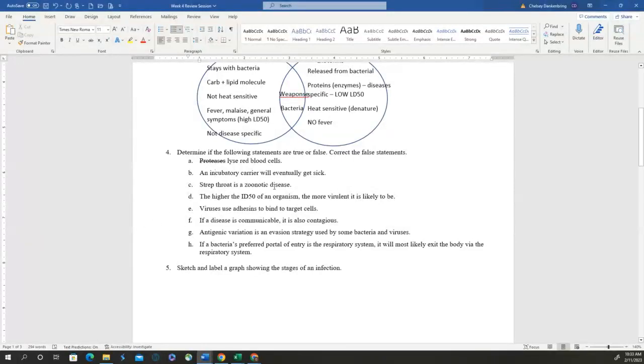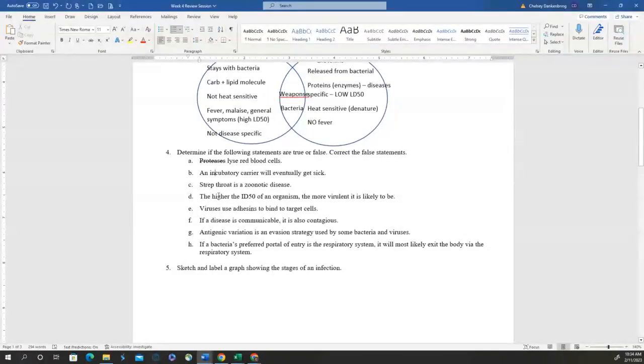Strep throat is a zoonotic disease. That is not true. This is passed person to person. So rabies would be an example of a zoonotic disease because you have to be bit by like a dog. Although typically it's not a dog. Actually, it's very uncommon for dogs to have rabies. They can, but typically it's more like raccoons and things like that.